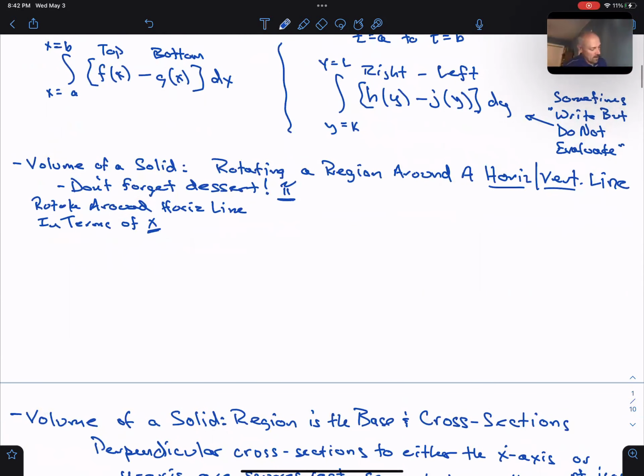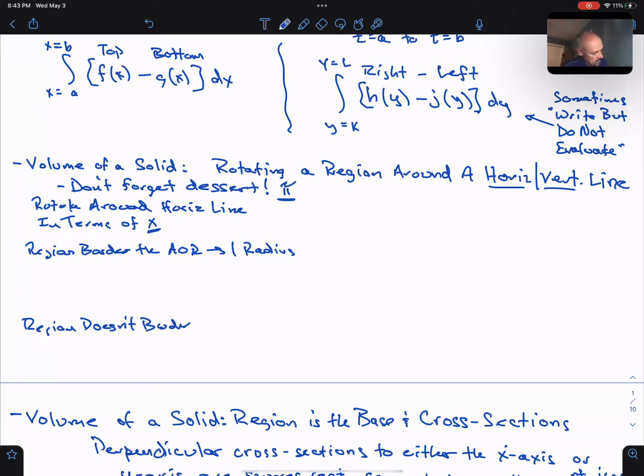Now what we have to do is ask, does the region border the AOR, the axis of rotation? So if the region borders the axis of rotation, we're going to have just one radius. If the region doesn't border the axis of rotation, then we're going to have two radii.